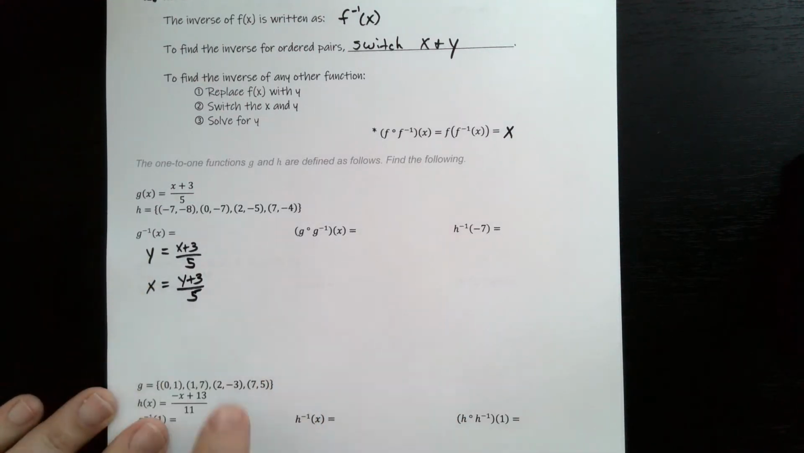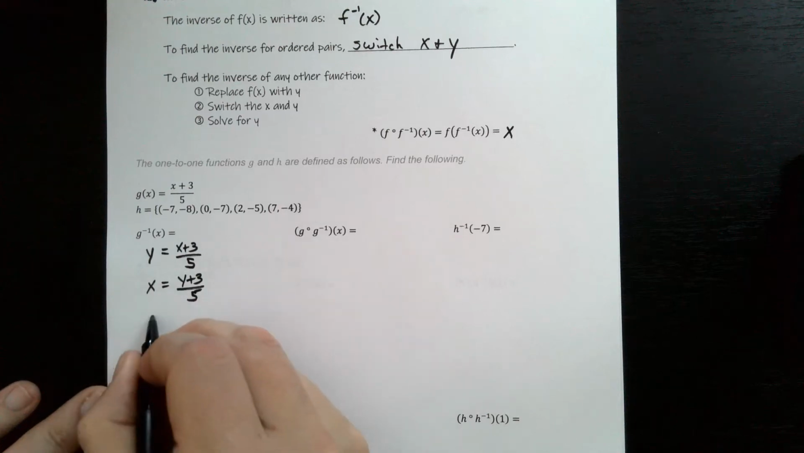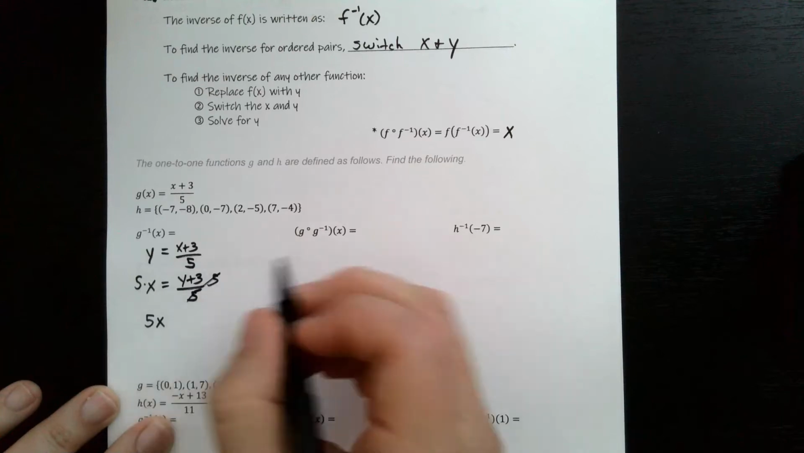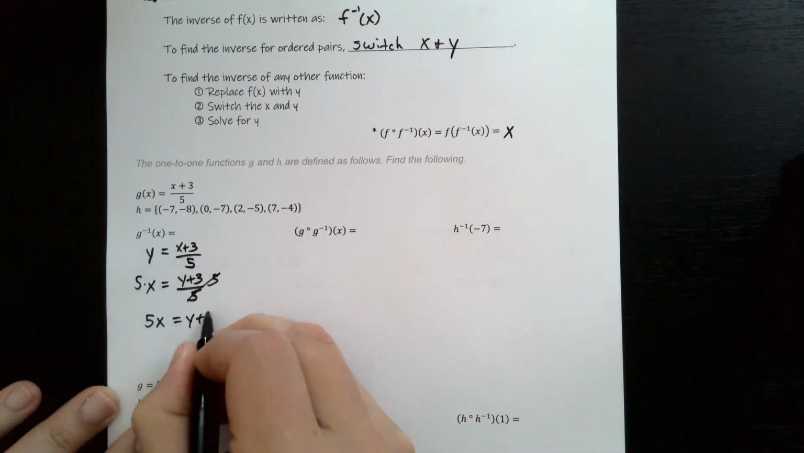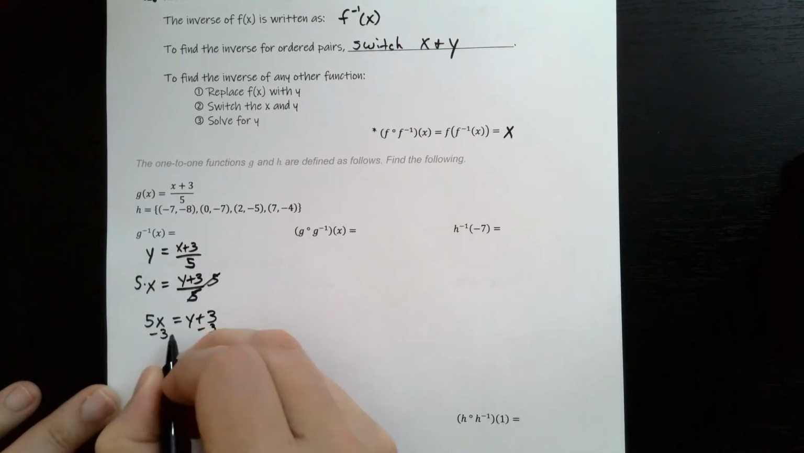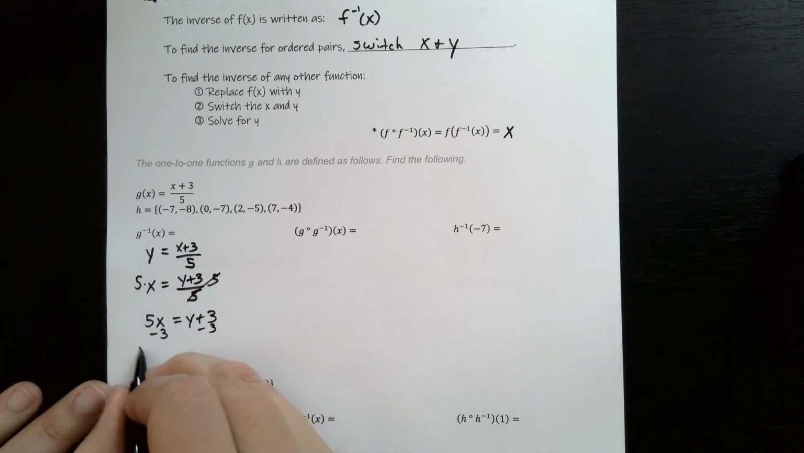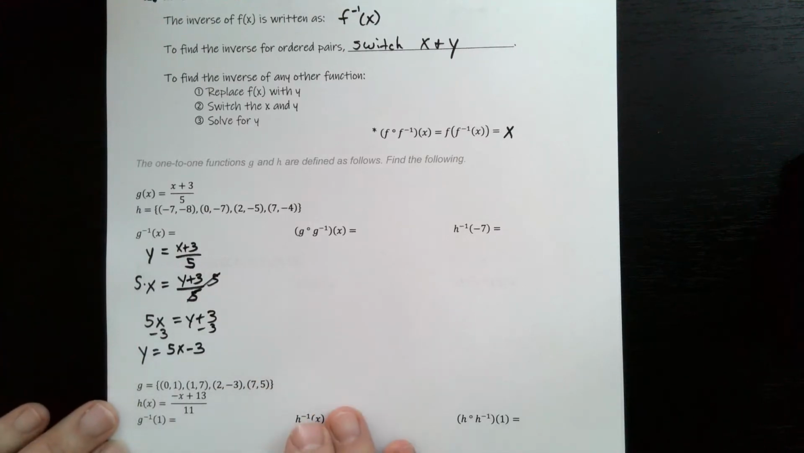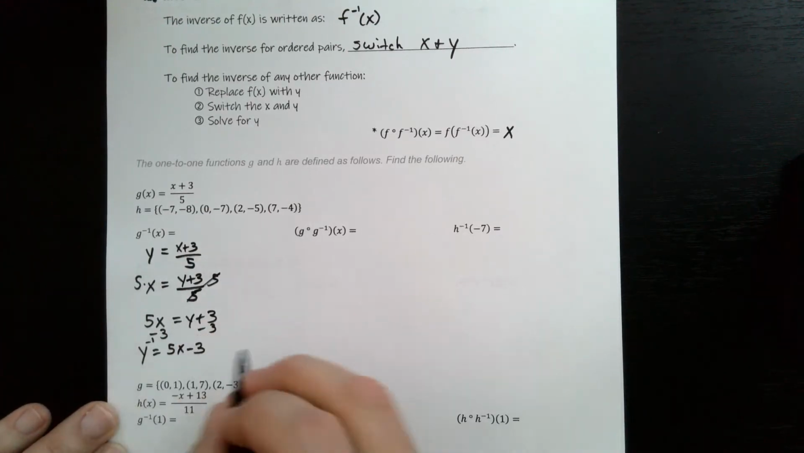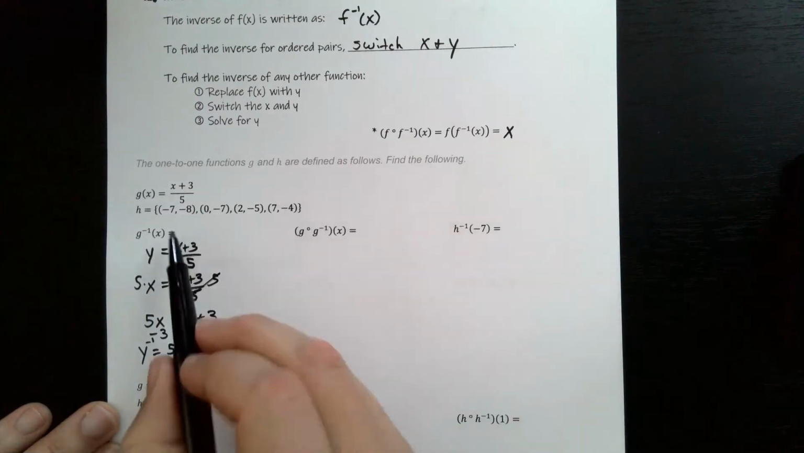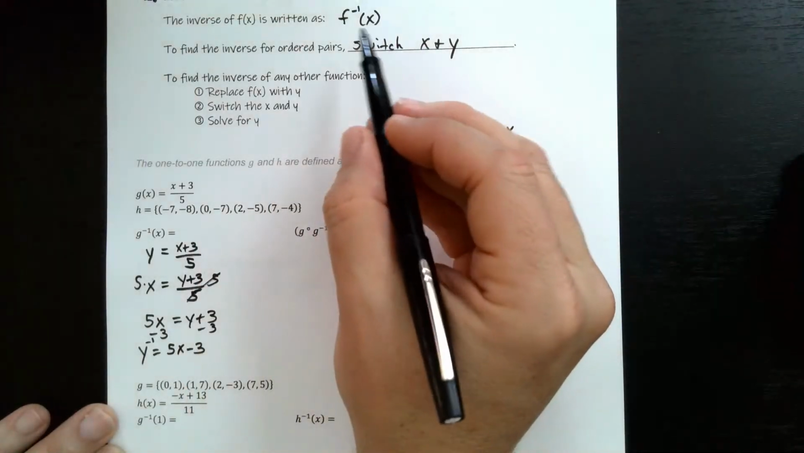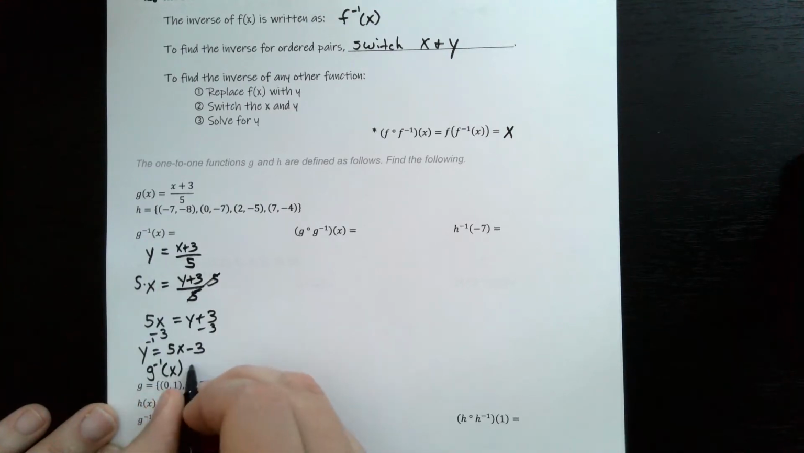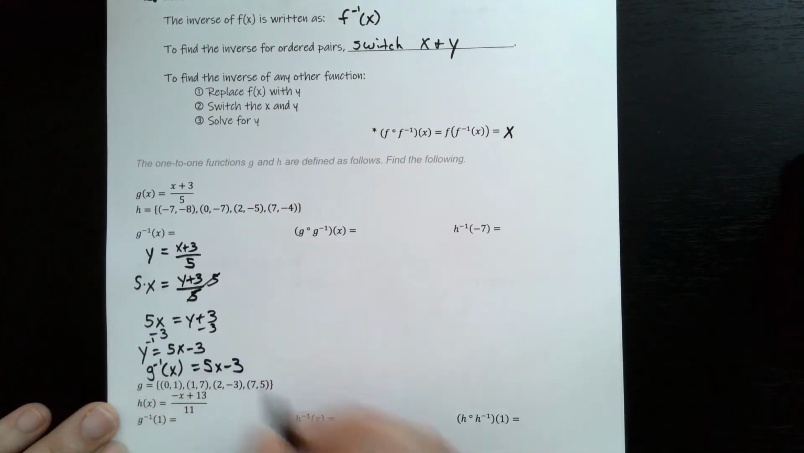So I'm going to multiply the 5 to the other side. So that gives me 5x. When I multiply 5 on both sides, it makes that 5 cancel, equals y plus 3. Subtract the 3. So we get y is equal to 5x minus 3. That is going to be the inverse. Okay, so I'll write a little inverse there, and let's write it in the notation that we said earlier, which is we're going to write it like this. So g inverse of x is equal to 5x minus 3.